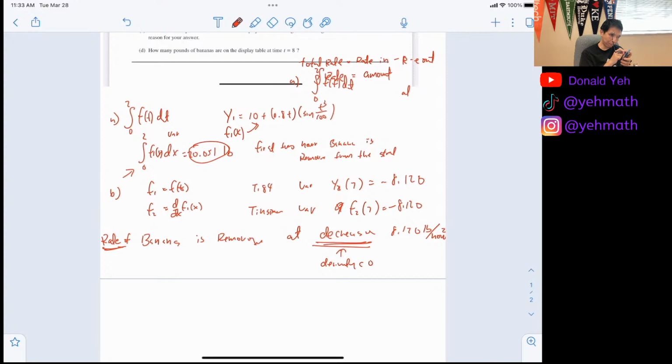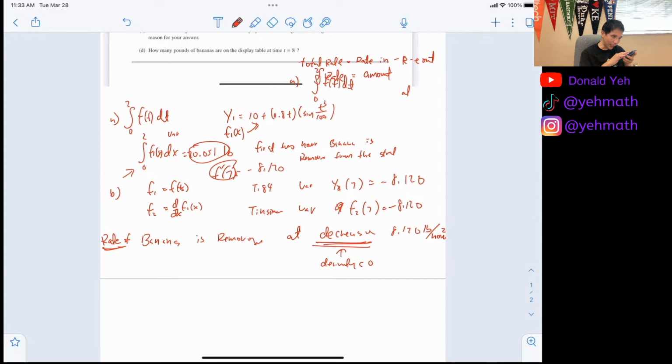But so, what would you write as the equation? What do you mean? Oh, you don't have to write that down. In this case, you're just going to write down f prime of 7. This is the part you have to write down, is equal to negative 8.120.